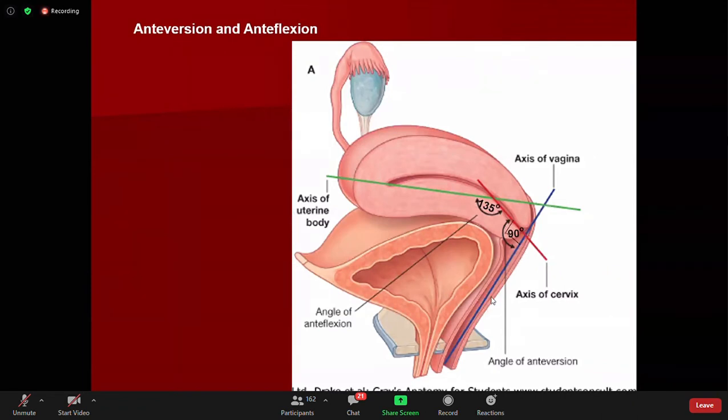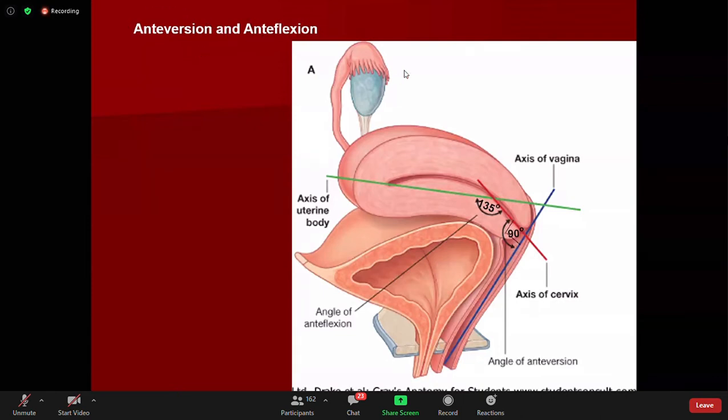Now, more details. This is the vagina. If you have a long axis passing through the vagina and you draw another long axis passing through the cervix, from the internal os to the external os, there will be a 90-degree angle between the vagina and the uterus. This is called anteversion, okay? So there's a 90-degree angle between the vagina and the uterus. Why? Because the uterus is bent on the bladder. This 90-degree angle describes the position of the uterus as anteverted.